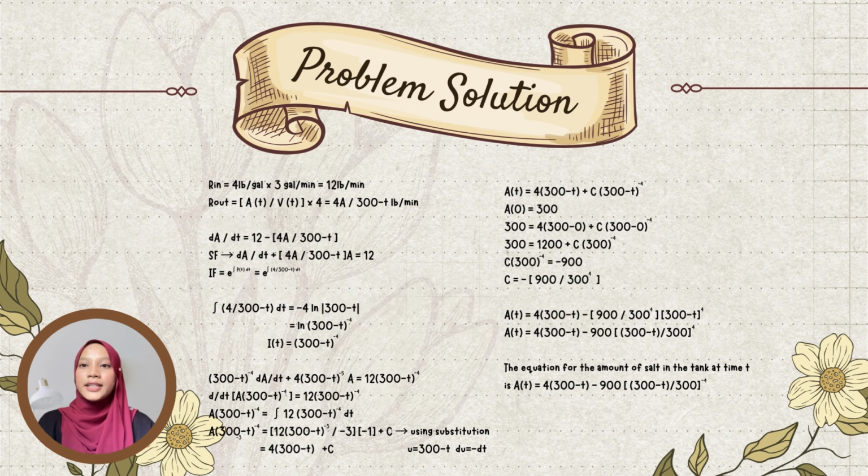After that, we will find C using the given statement, where at t = 0, A is equal to 300. So, by substituting t = 0 in the A(t) equation, we will get C equal to -900 over 300 to the power of 4. And after replacing the value of C into the equation, we will get the final equation, which is A(t) = 4(300 - t) - 900(300 - t)^4 / 300^4.